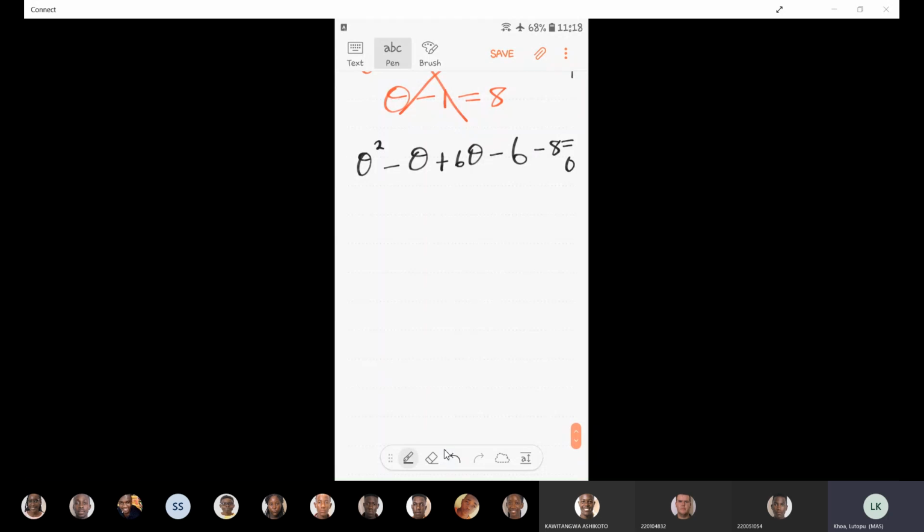Okay, so you combine your like terms. How many theta squareds do you have? It's just 1. How many thetas? I have 5 thetas. And then this is minus 14. Okay, then what you do, it is now in standard form. You just need to identify your A, B, and C. So A is 1 because the coefficient of theta squared is 1. B is 5. C is minus 14.